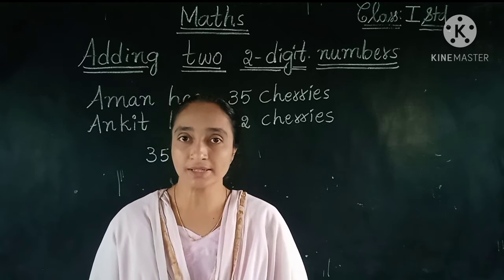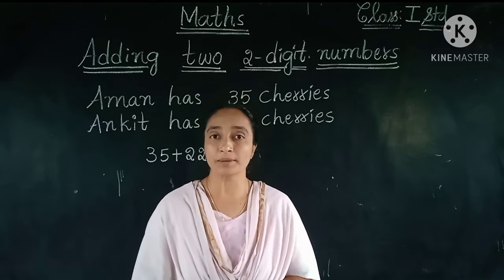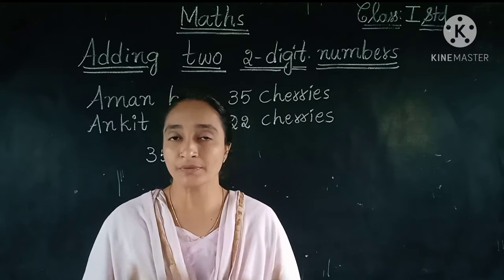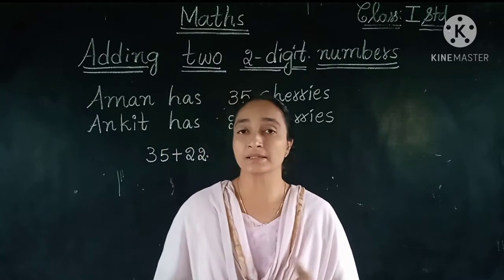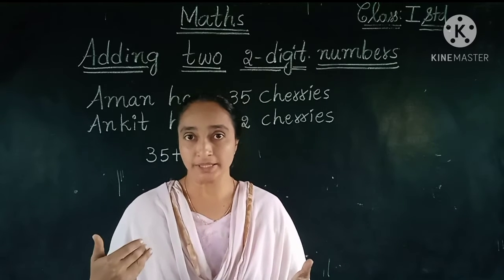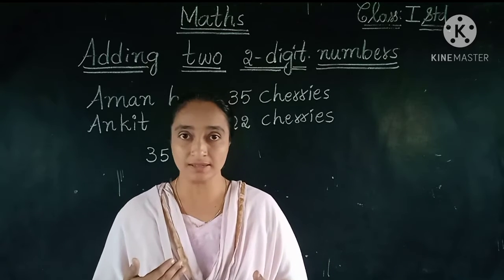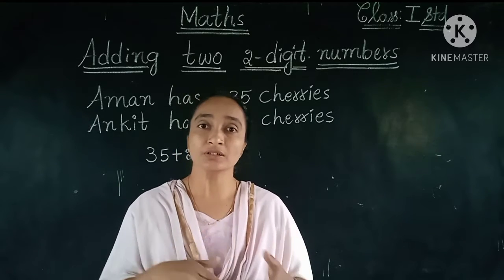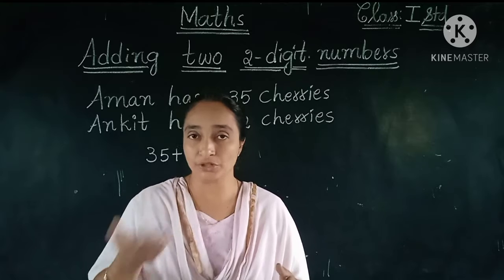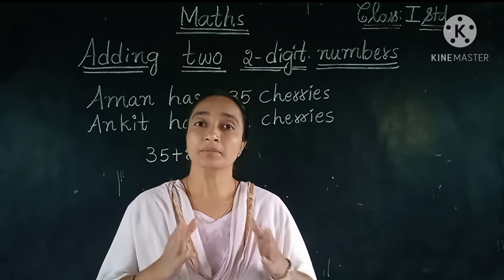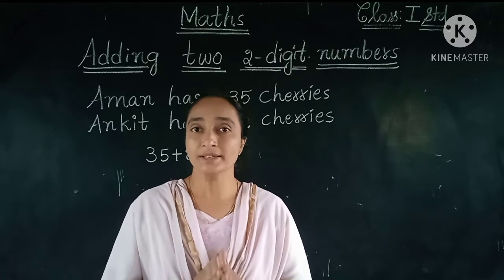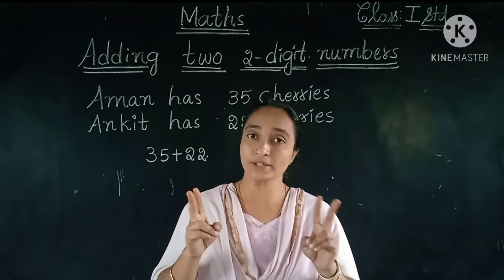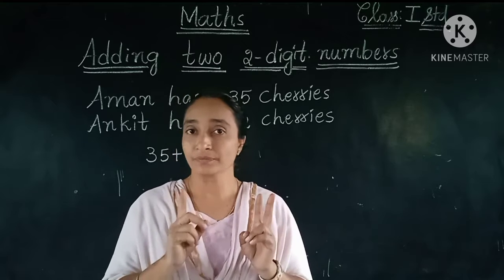So children, in the previous class we have already started a new chapter, addition and subtraction up to 100. We have completed some topics in addition: the making of tens by drawing the lines, addition on the number strips, that means the forward jumps, and adding a one digit number to a two digit number. So both we have completed.